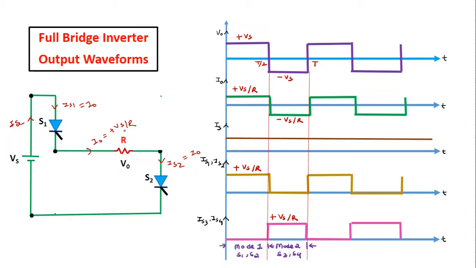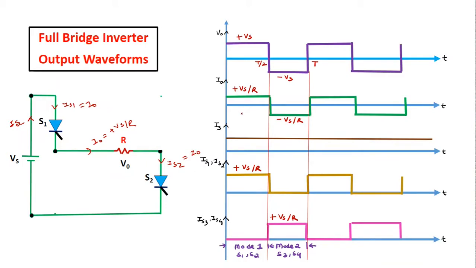So this is the load current, and if we find out the switch current, because the switch current and the load current are in the same direction, therefore the switch S1 current IS1 will be equal to load current, and switch S2 current IS2 will also be equal to load current.